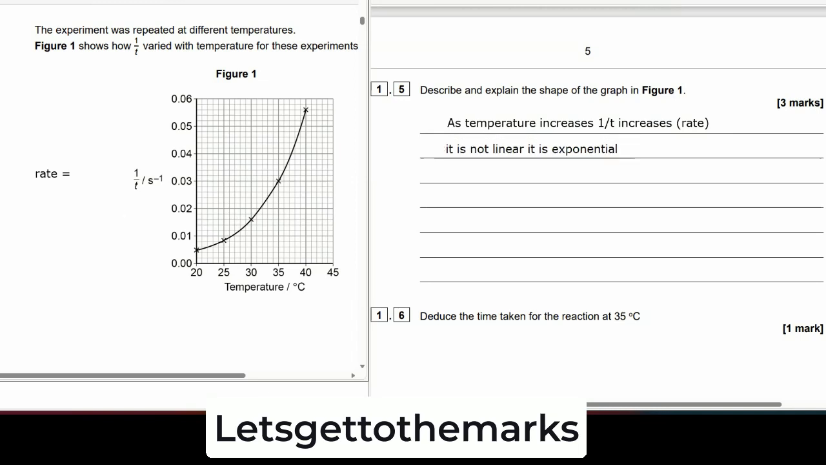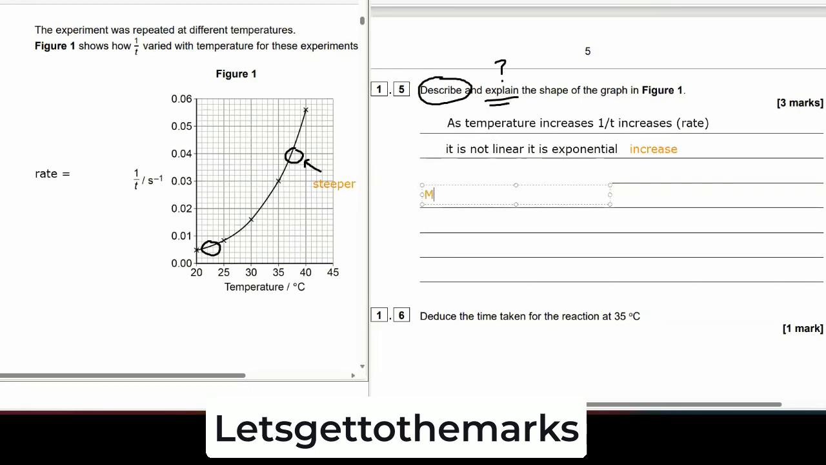And then the second mark in the describe of this question is that it's not a linear relationship. So if we look at the bottom of the graph, we can see it's less steep. If we look at the top of the graph, it's getting steeper and steeper, the gradient. So the increase in rate is increasing. And we call this an exponential increase. So it's not a linear relationship, it's exponential.